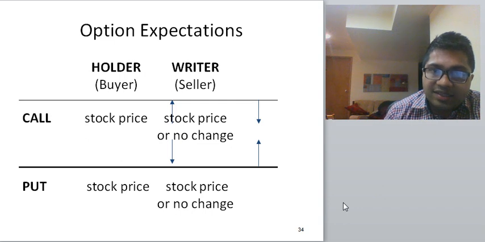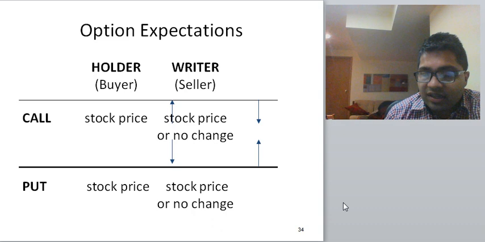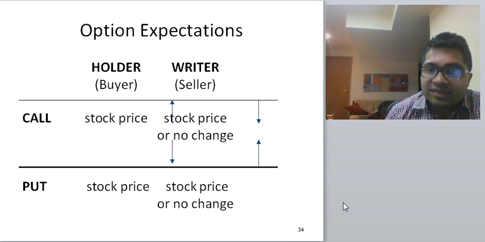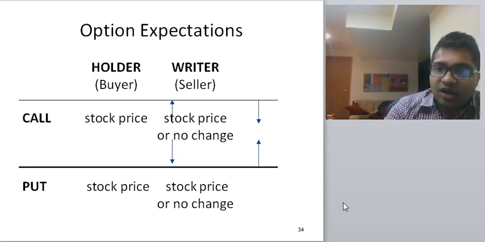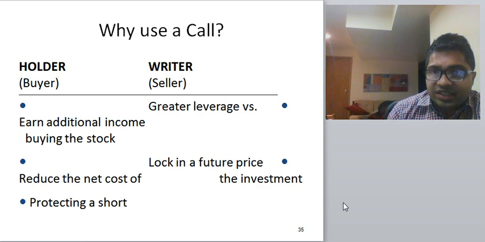So option expectation. A call buyer generally thinks that price is going to go up. Writer thinks price is going to go down or there is no change. Put buyer thinks that price is going to go down. Put writer thinks that price is going to go up or there is going to be no change.